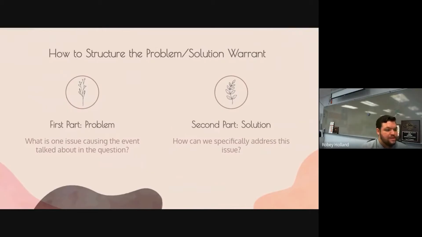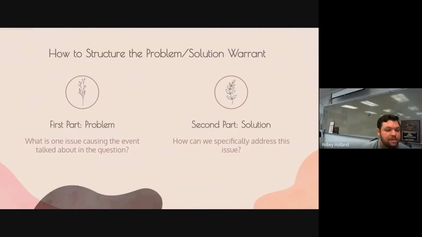So looking forward a little bit more into this, how to structure the problem solution warrant. The first thing that you're going to do, your subpoint A, is going to be the problem. And then the guiding question that you're going to use to structure subpoint A is going to be, what is one issue causing the event talked about in the question? So you're going to pinpoint specifically what caused this issue.